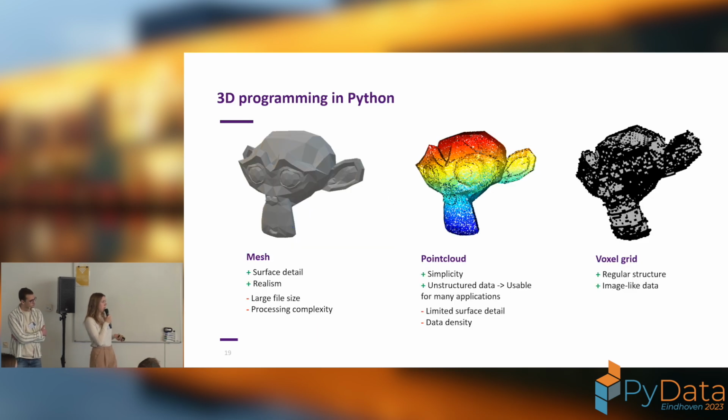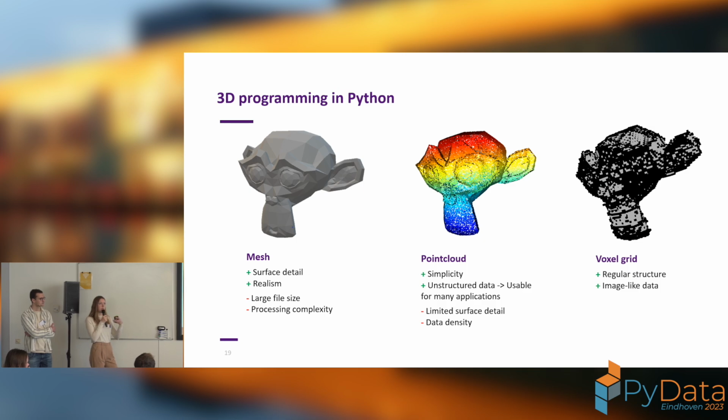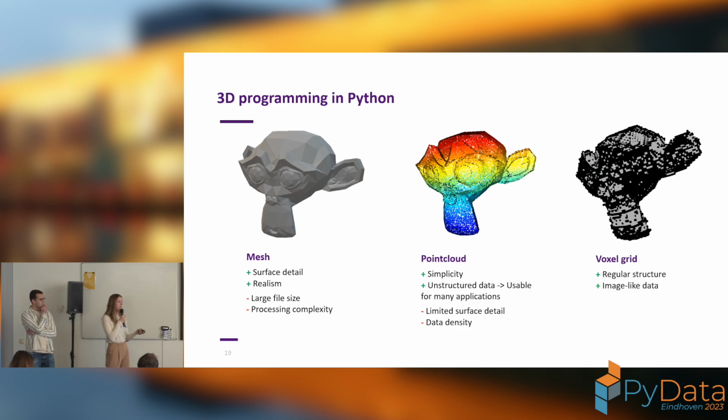The plus sides of this are that because the structure is really similar to that of images, a lot of the models that work on images can be translated to a 3D setting. You just have to adjust for the extra dimension. But that's a really big plus side of the voxel grid.